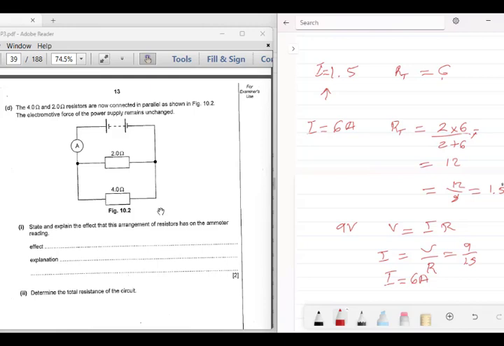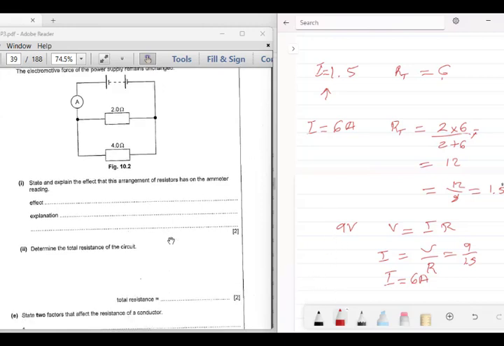Explanation is that when the resistors are in parallel, the effective resistance becomes less. The effective resistance for these two in series is 6. When they are in parallel, it is 1.5. So the total resistance becomes less. Even if this 4 ohms was 400 ohms, still the total resistance will be less than 2. Yeah, the product over the sum. So that's it. Any other?